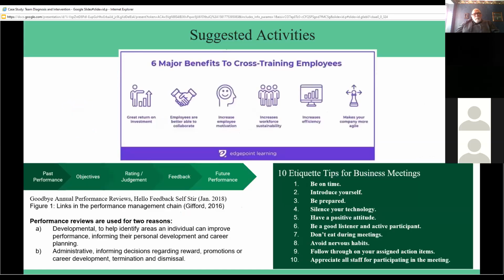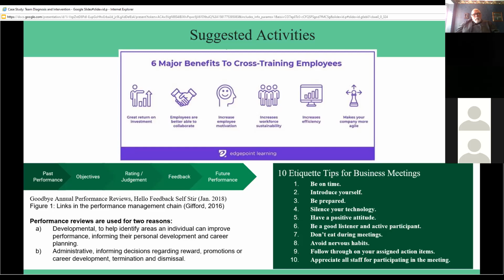This is just a little slide that we thought captured the things that we were talking about. The major benefits to cross-training employees: we get a great return on investment. Employees are able to better collaborate. It helps with communication. It increases employee motivation, workplace sustainability, and efficiency, and it makes people more agile.